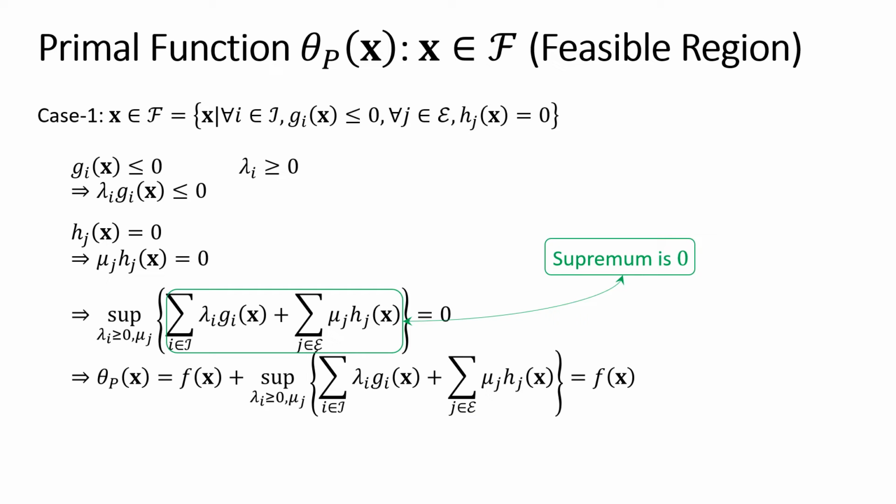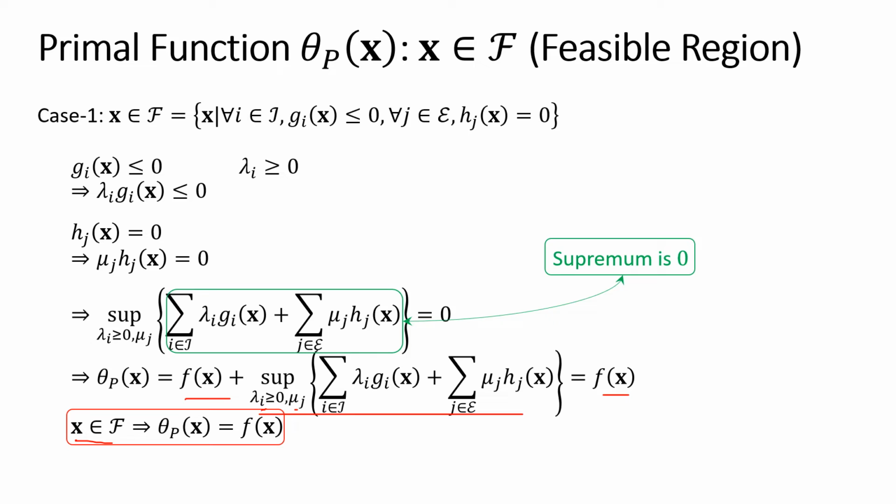Therefore, theta p of x is f of x plus the supremum over lambda i's and mu j's of summation lambda i gi plus mu j hj, which must be equal to f of x, because this supremum equals 0. Therefore, when x is feasible, theta p of x is equal to f of x. This is the first part of our theorem, which we just proved.